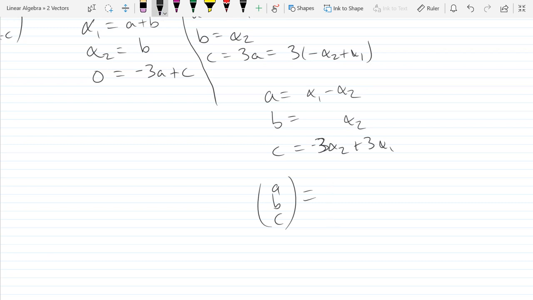let's do the alpha 1 vector first. Alpha 1 times 1, 0, negative 3. A is negative 1, then 1. Your alpha 1 should be a positive 3. Yeah. All right.